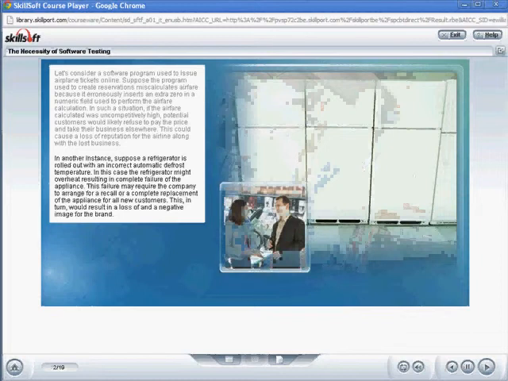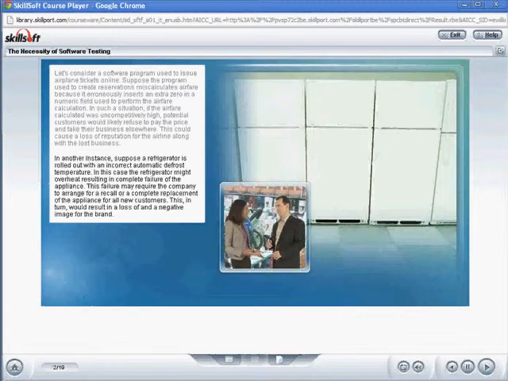In another instance, suppose a refrigerator is rolled out with an incorrect automatic defrost temperature. In this case, the refrigerator might overheat, resulting in complete failure of the appliance. This failure may require the company to arrange for a recall or a complete replacement of the appliance for all new customers. This, in turn, would result in a loss of revenue and a negative image for the brand.